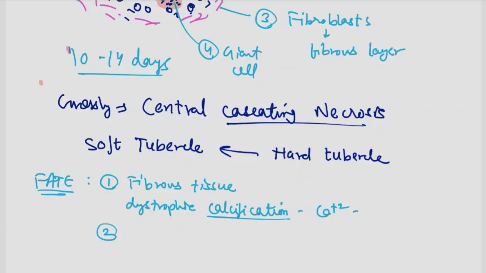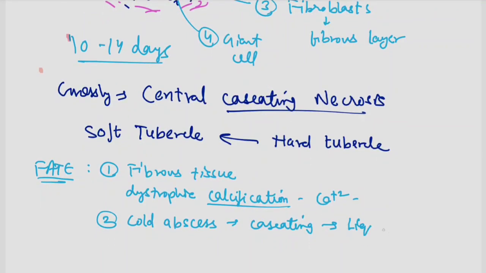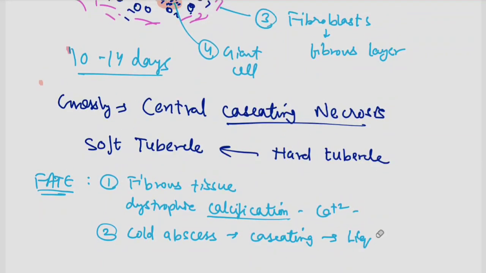Then next is the formation of a cold abscess, that is the caseating necrosis will be converted into liquefactive necrosis. Then there can be formation of sinus tracts, that is when the TB is present in lymph nodes or joints, sinuses form, and these are called sinus tracts. And the fourth fate can be that it gets converted into fibrocaseous tuberculosis.